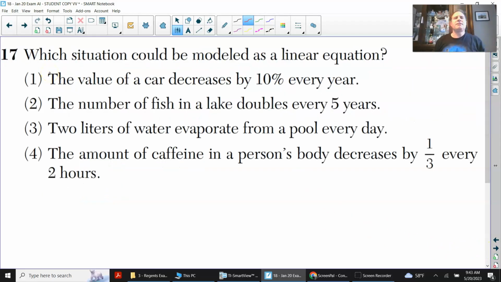Which situation could be modeled as a linear equation? Just remember, linear has to have the same rate all throughout the line, the whole equation. Right? The value of a car decreases 10% every year. That changes. So if the car is 20,000, then it decreases 10%. That new amount is going to be 10, and then the next year decreases another 10% on the new amount. So that means it's going to change every year. It's not a constant. So that means one is out. The number of fish double every 5 years. That's out. 2 liters of water evaporate from a pool every day. That is constant. That is the one that's linear.